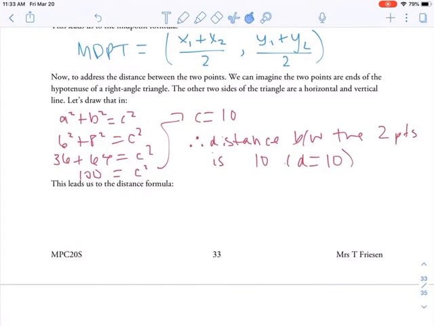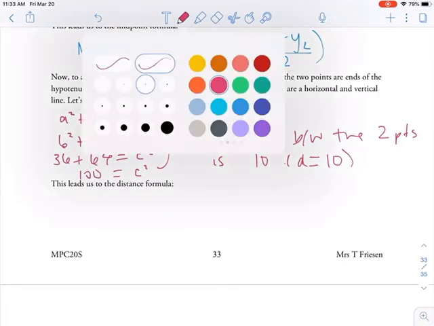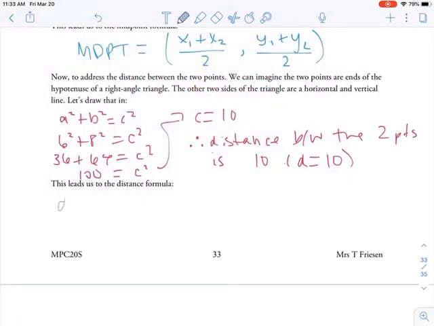All right. So thinking about that, what we just did was we found that the distance is equal to c from the Pythagorean theorem, right? And so we know that c squared is equal to a squared plus b squared. That means if I wanted to find just c, I could square root both sides, right? So in this case, c is equal to the square root of a squared plus b squared. Okay, and so that means that the distance is equal to that.